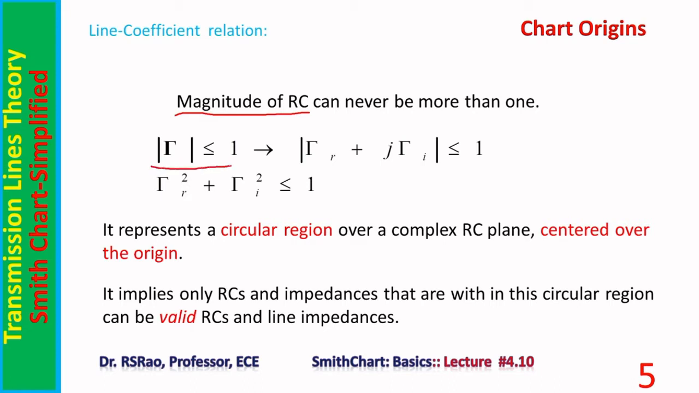Mathematically, it can be stated like this: magnitude of gamma less than or equal to 1, or it can be put in this form: gamma R squared plus gamma I squared is less than or equal to 1.